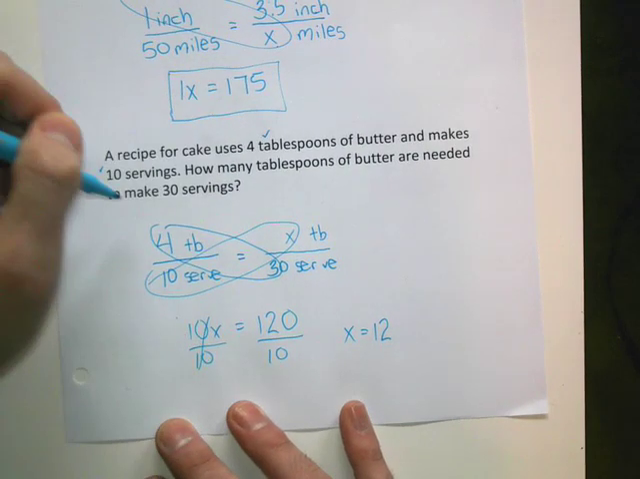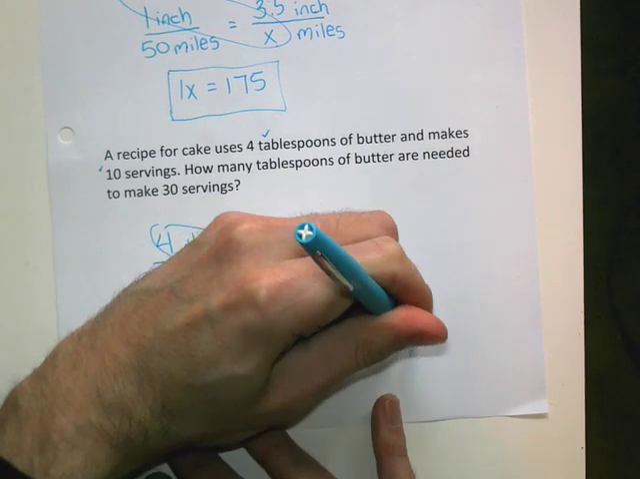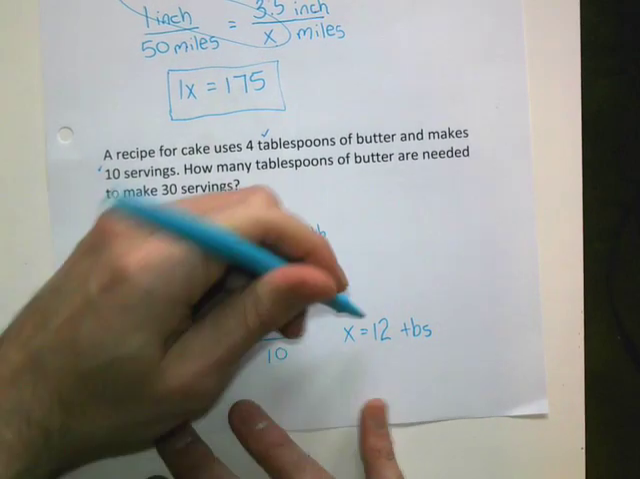And what are we using here? How many tablespoons? So it's going to be 12 tablespoons.